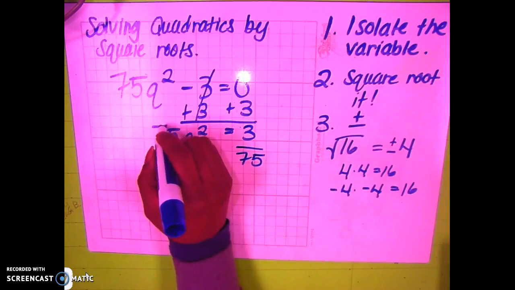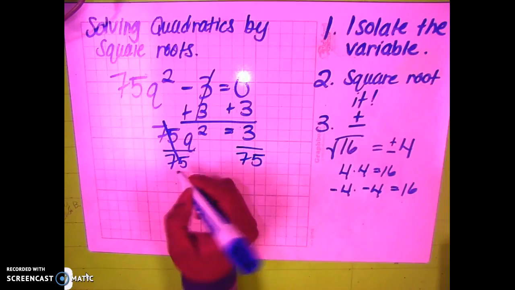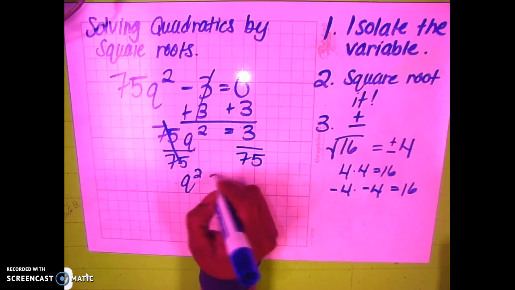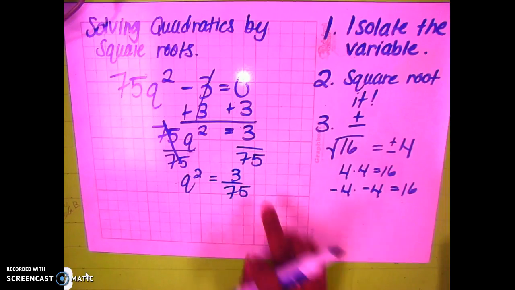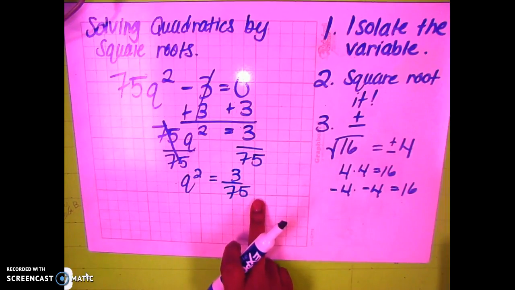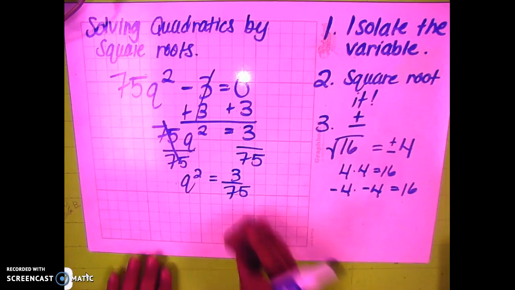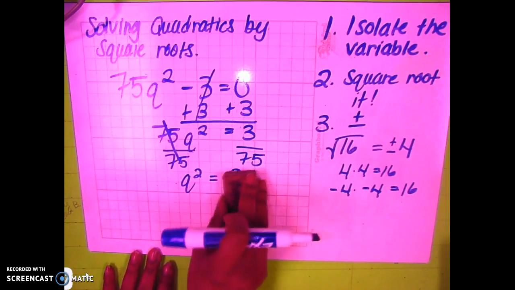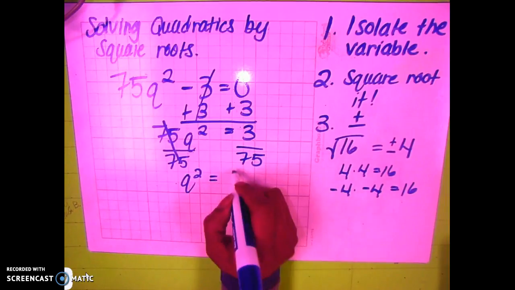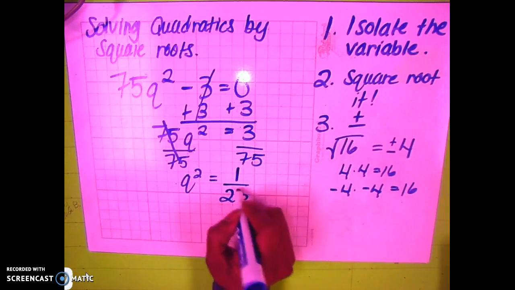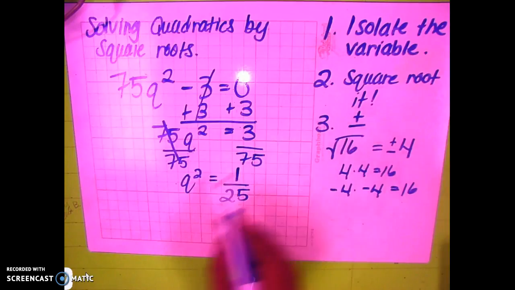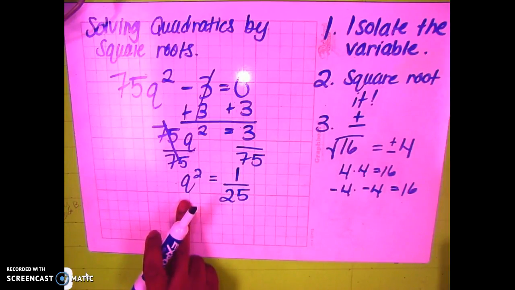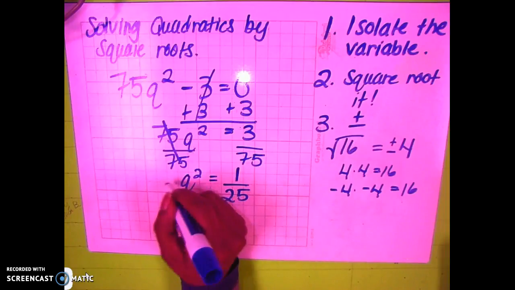These 75's will cancel out. And then I have q squared equals 3 over 75. I know that 3 over 75 can be reduced. So I'm going to go ahead and reduce that to 1 over 25. Now I'm going to take the square root of both sides because my variable has now been isolated. There's nothing else over here, so now I can take the square root.